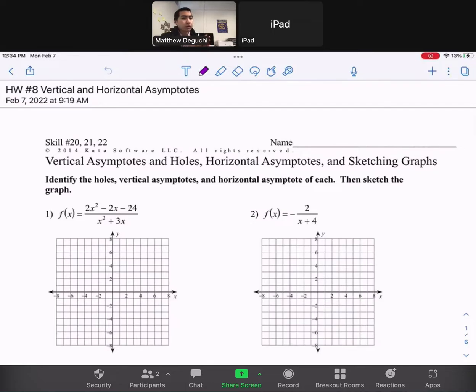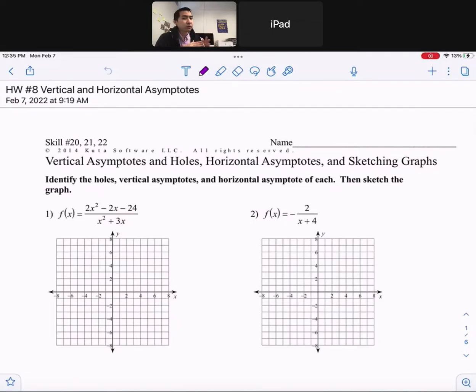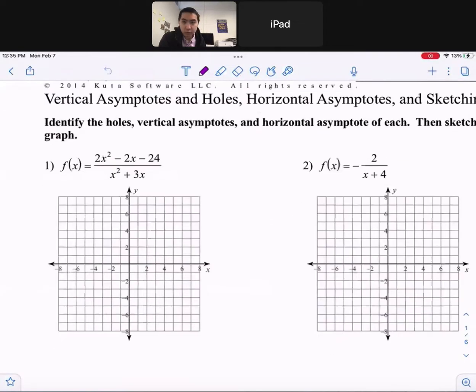Guys, it's homework on just finding the vertical and horizontal asymptote, okay? Just finding those two aspects. So we'll try number one.